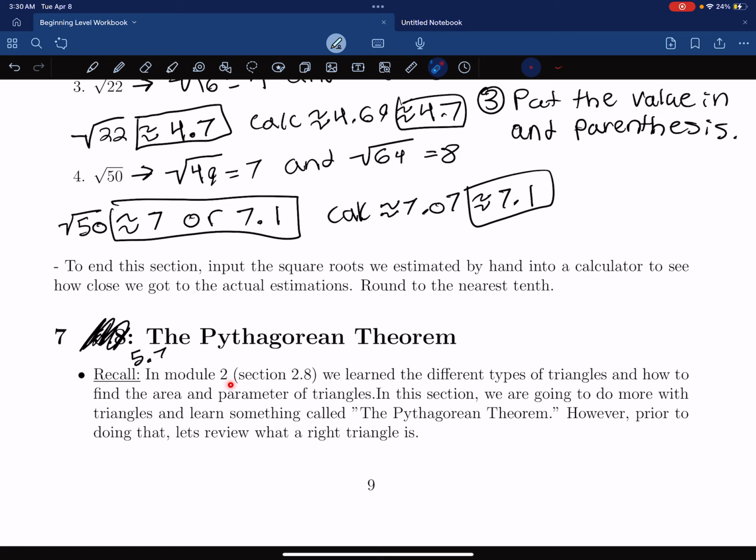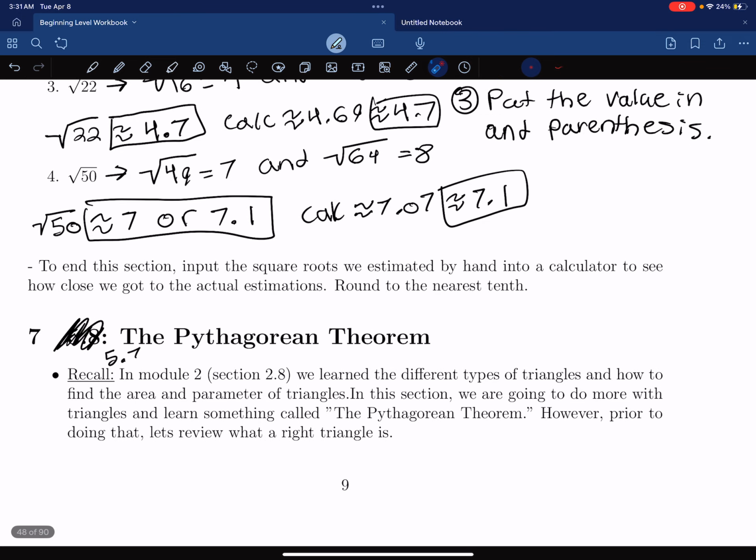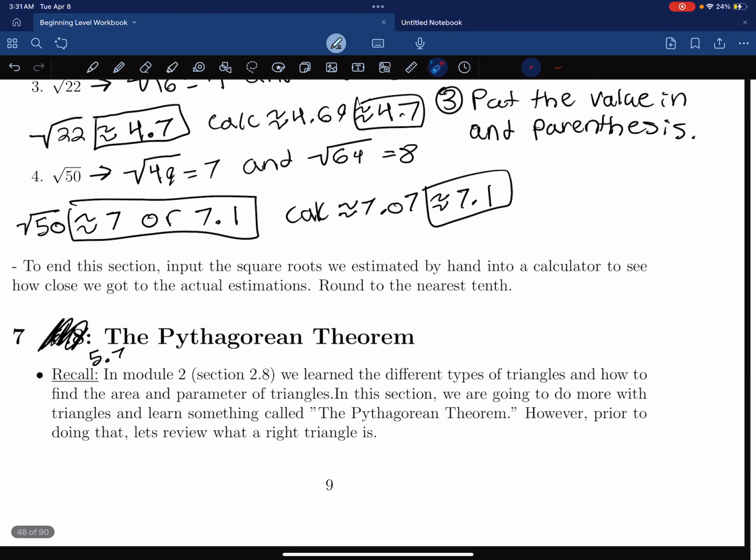So recall that in Module 2, Section 2.8 specifically, we learned different types of triangles. And we learned how to find the area and perimeter of triangles. In this section, we're going to do more with triangles and learn something called the Pythagorean Theorem. However, prior to doing that, we need to review what a right triangle is because, hint, you can only use this so-called Pythagorean Theorem only with right triangles. You can't use it for any other type of triangle, which is why we're going to review what a right triangle is.